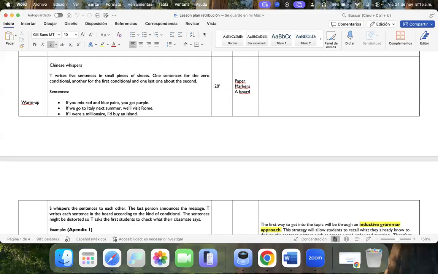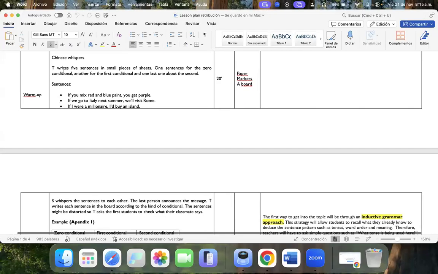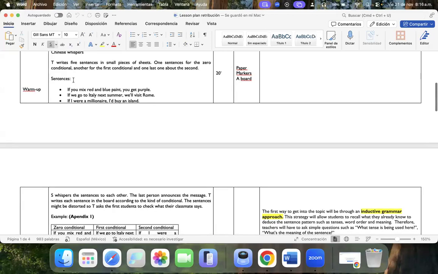And there is this game, well, a kind of game that is called Chinese Whispers. So you give some sentences to your students and they are going to tell each other the sentence, and in the end you have to ask them to say what they understood from their classmates, and you can get to see if they are actually practicing or if their speaking is also improving.